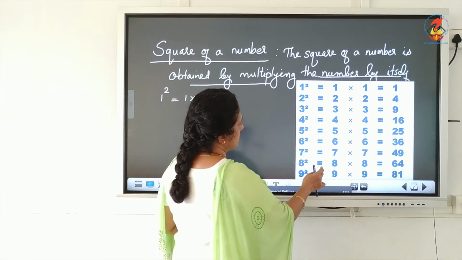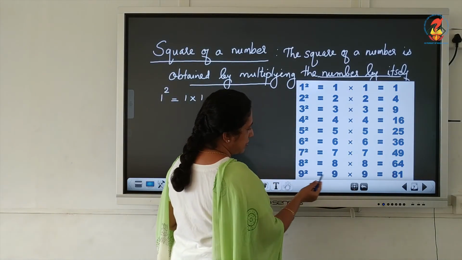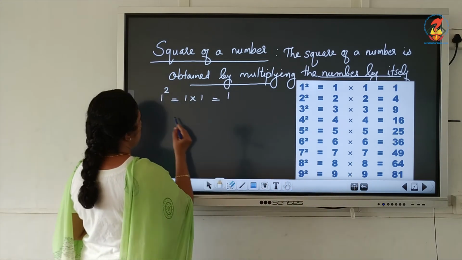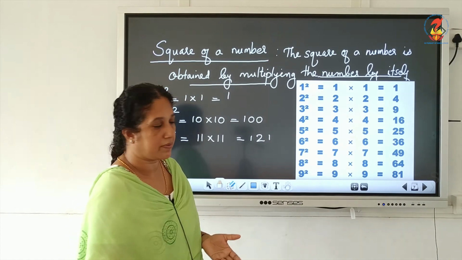Here you can see the square of the numbers. 8 square, 8 into 8, 64. 9 square, 9 into 9, 81. Suppose you want to find out the square of 10, that is 10 squared, which is equal to 10 into 10. You have to multiply 10 with 10 itself, therefore you will get 100. Similarly, 11 squared, 11 into 11, which is equal to 121. So, in this way, you can find out the square of a number.